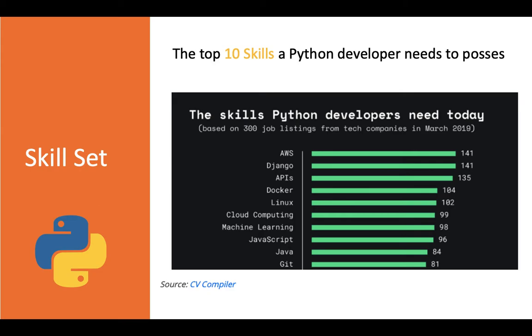What other things do you know, except the things you have learned from your college or school? That is called a skill set. Nowadays, AWS and Django are the most important ones. If you are a Python developer, the skills you need include machine learning and cloud computing with AWS. It's very important, so it is a good thing if you learn these skills.